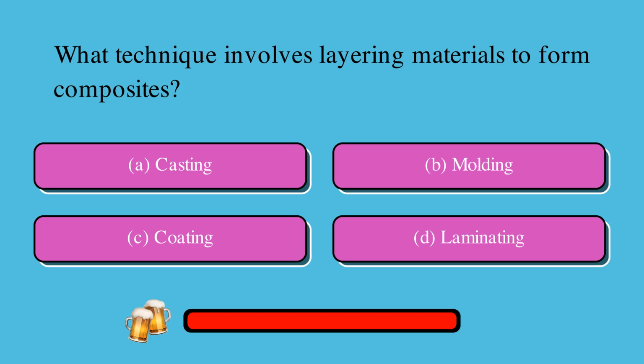What technique involves layering materials to form composites? Is it A, casting, B, molding, C, coating, or D, laminating? The correct answer is D, laminating.